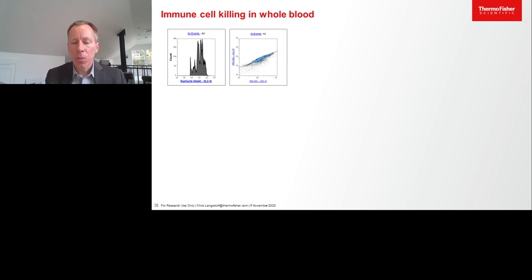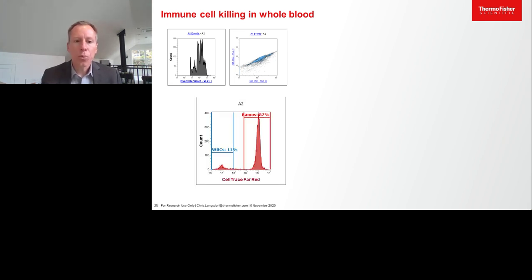And so what do we see as a result of this? Well, first, we're able to effectively identify only nucleated cells and again, ignore our erythrocytes. And then, because we pre-labeled our cancer cells with a tracking dye, we can easily and clearly resolve our target cells from the white blood cells that are native in that cell population.